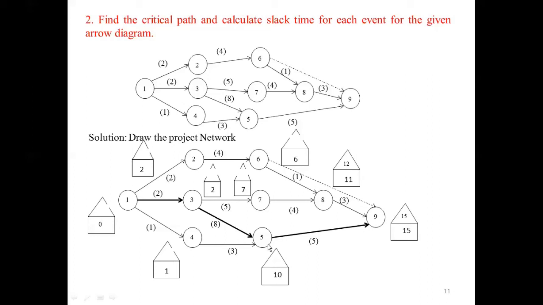For node 5, 15 minus 5, you will get 10. For node 6, we will get 12 minus 1, we will get 11. For node 7, 12 minus 4, we will get 8.